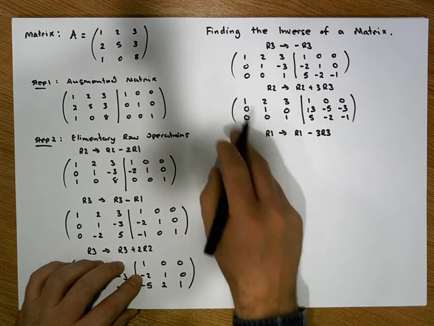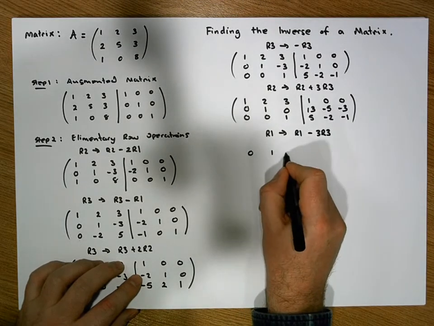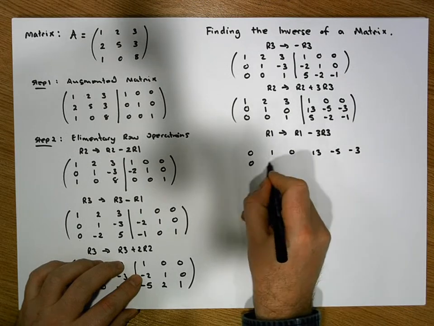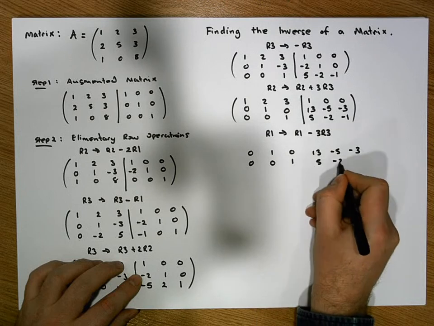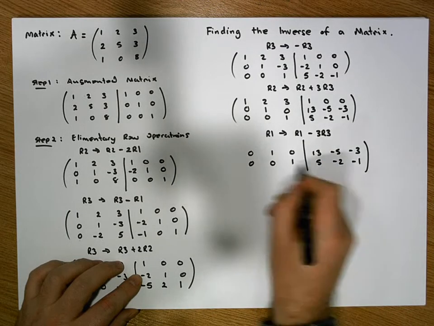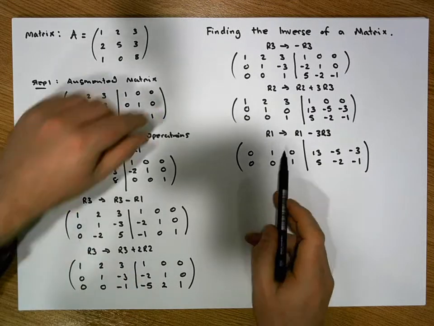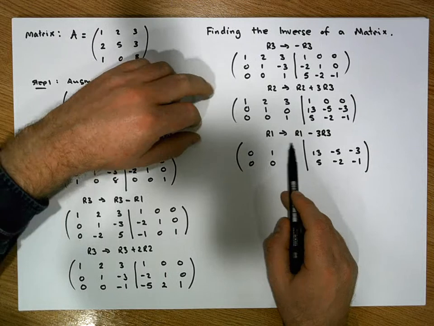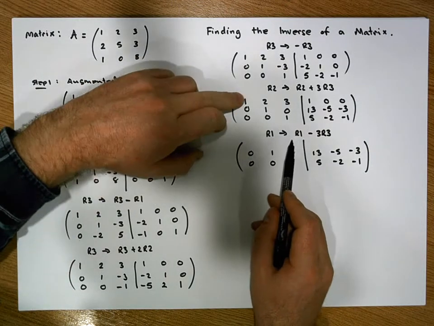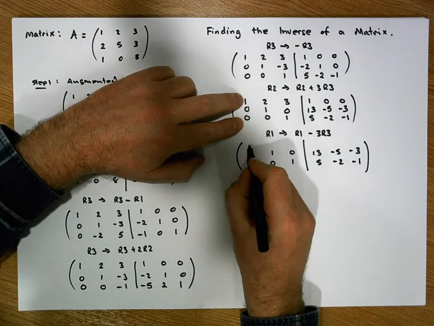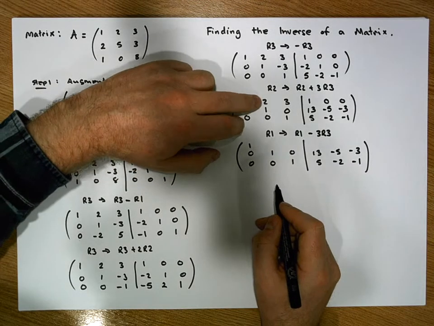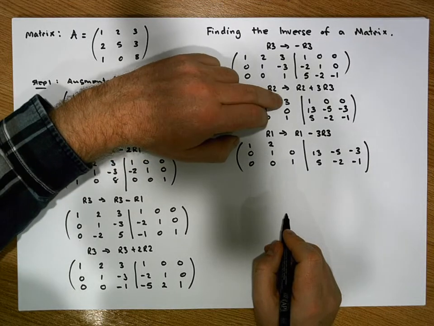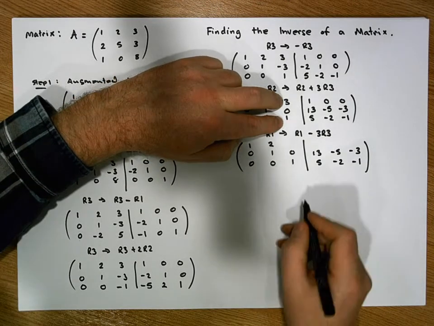So the other rows remain the same. So we have 0, 1, 0, 13, minus 5, minus 3, 0, 0, 1, 5, minus 2, minus 1. Okay. And it's row 1 that's been updated. So row 1's new value is equal to the old value minus 3 times row 3's value. So the first value to go in here is going to be row 1's value, which is 1, minus 3 times 0 gives us a 1. The next value is going to be 2 minus 3 times 0 gives us a 2. The next value is going to be 3 minus 3 times 1 gives us a 0.